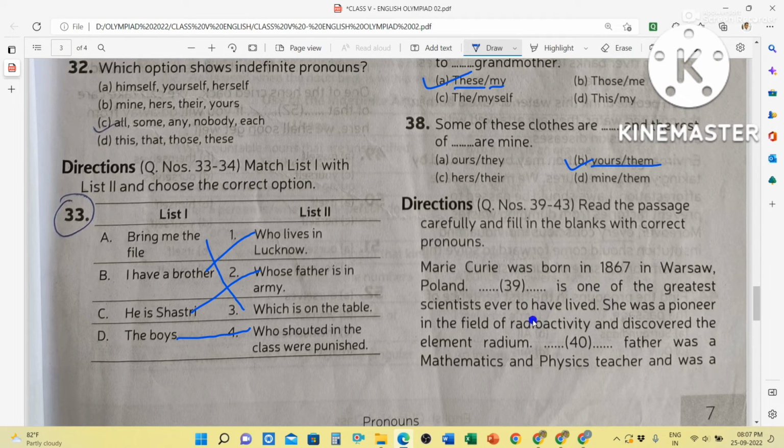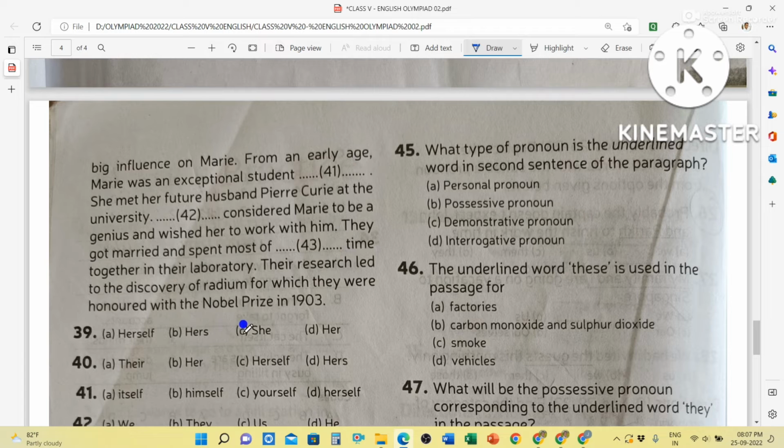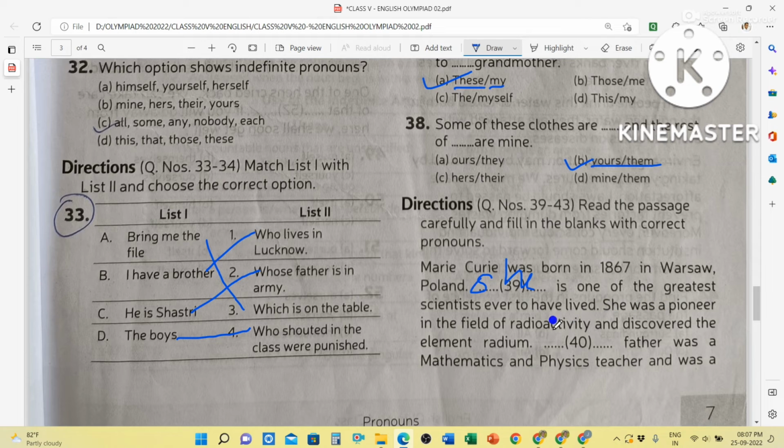This is one of the greatest scientists ever to have lived. C. So C is one of the greatest scientists ever to have lived. So here the first one will be C. Next, she was a pioneer in the field of radioactivity and discovered the element radium.